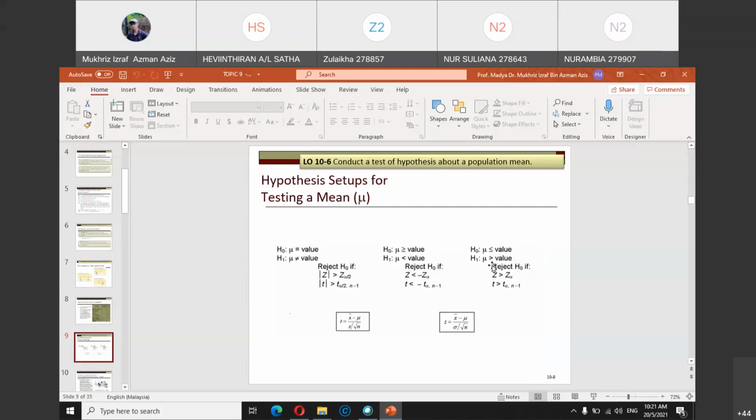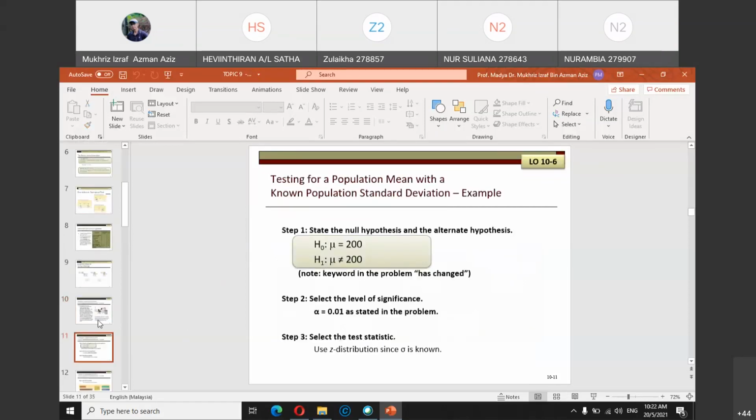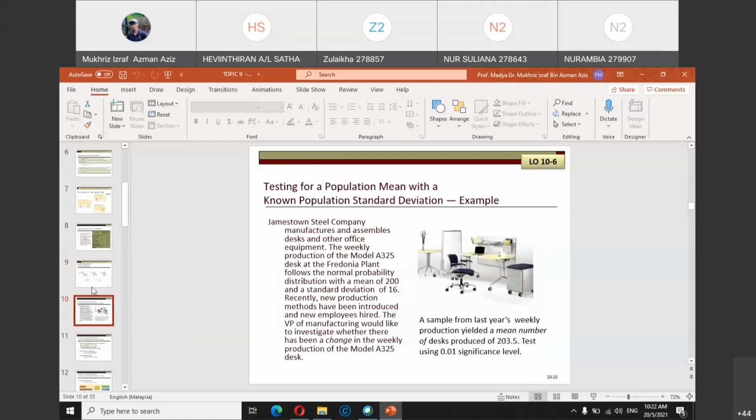If you're doing a one tail test on the right, you are going to reject H0 if the calculated Z or the calculated T is more than the critical value. How do you get the calculated T or Z? Using the same formula as what you saw in the confidence interval before, or in the sampling distribution: X bar minus mu divided by standard error. So that is the simple formula to determine the calculated T.